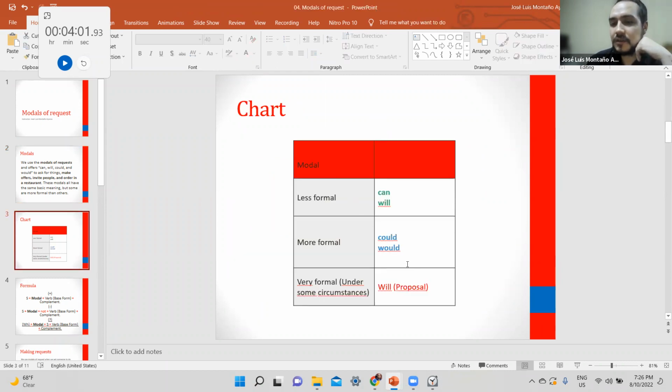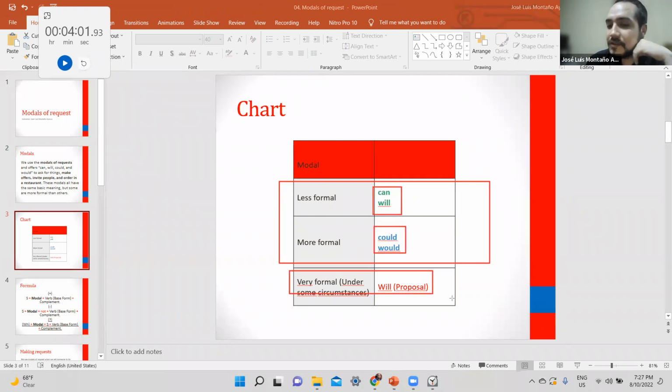And here you have a chart. This is not always accurate, but the most important part is these, okay? Just in case, these two. Less formal, can, will, more formal, could, would. Only sometimes will is going to be more formal, specifically for one question, only one question. But then it's better this one, all right? Will is only an exception over here because will is usually a little bit less formal. Okay, have that over there, please.